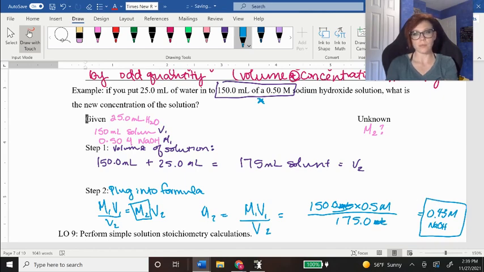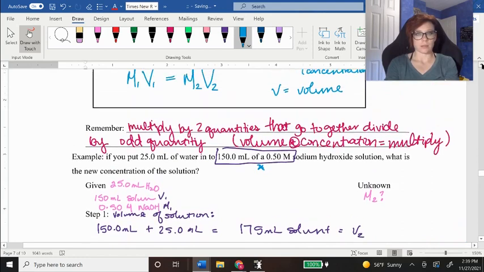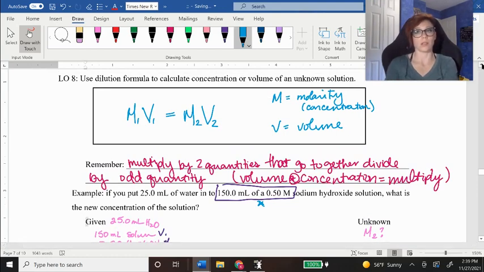Okay. So this was learning objective 8, which was to use the dilution formula to calculate the concentration or volume of an unknown solution. This is probably the most important formula in chemistry.